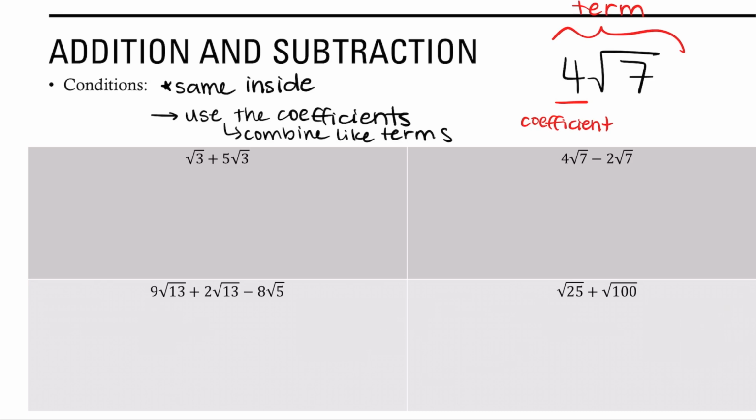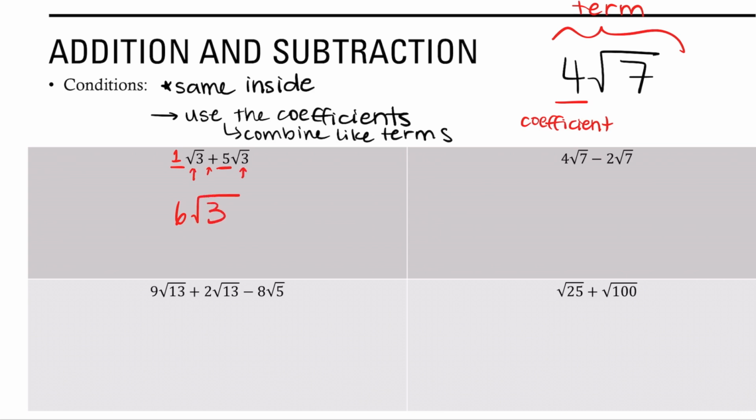To combine them, I look at the number at the front. This one obviously has a 5 in front of it, but this one doesn't look like it has anything, but there is an invisible 1 there. So I just put a 1 there. Now I can do 1 plus 5, because that's a plus. 1 plus 5 is 6, and then this has to stay the same.